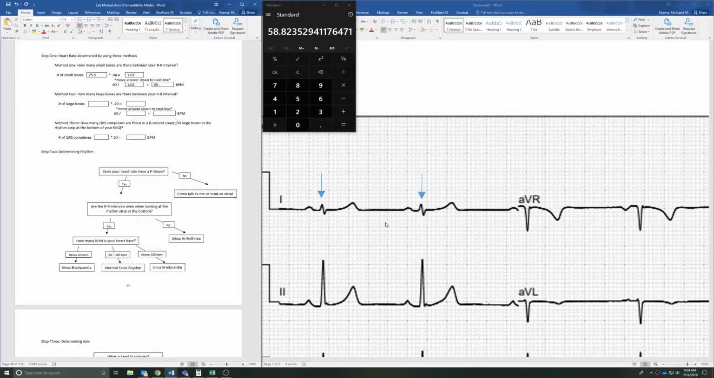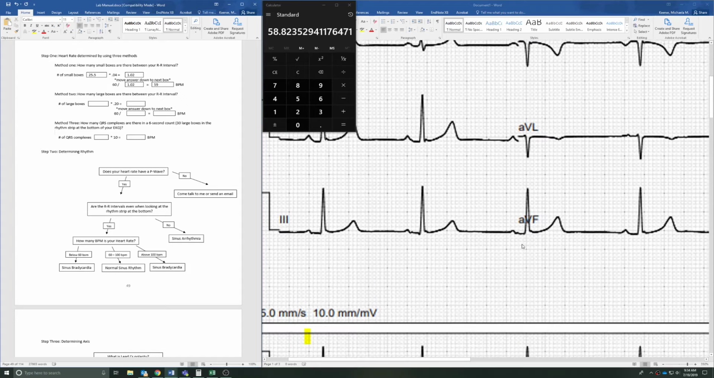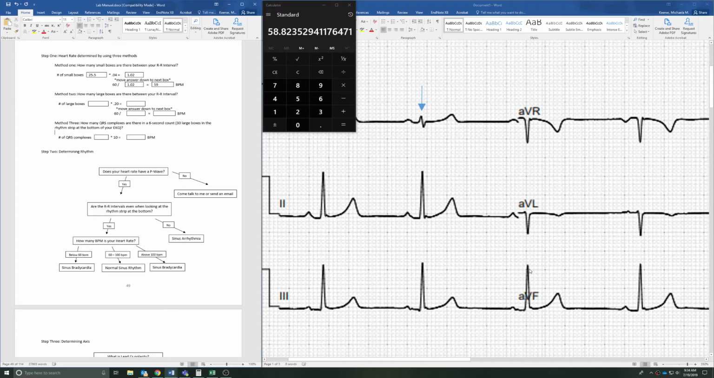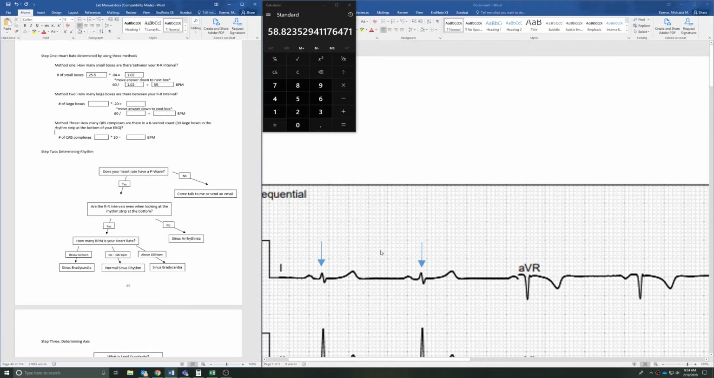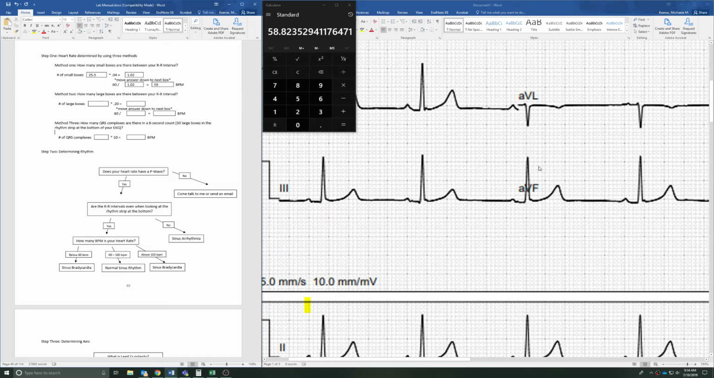If I use the large box method, you might want to find ones that line up better with the boxes versus trying to add a box here or there. So if I go through 1, 2, 3, 4, 5, almost 6. So I'm just going to go with 6 because it's closer to 6 than it is to 5.